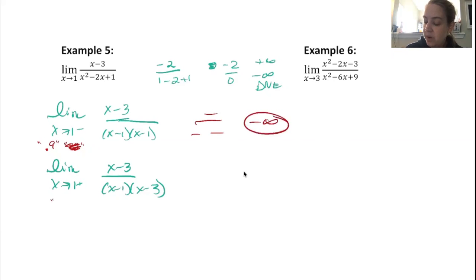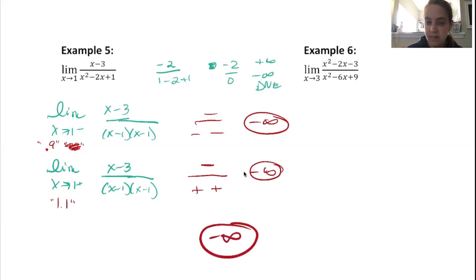From the right of 1 would be 1.1. The numerator is still negative. Oh my goodness, I'm making so many mistakes here. Positive times a positive, so the overall sign here is negative infinity. Now, because the two of them match, a negative infinity and a negative infinity, the overall limit is negative infinity.